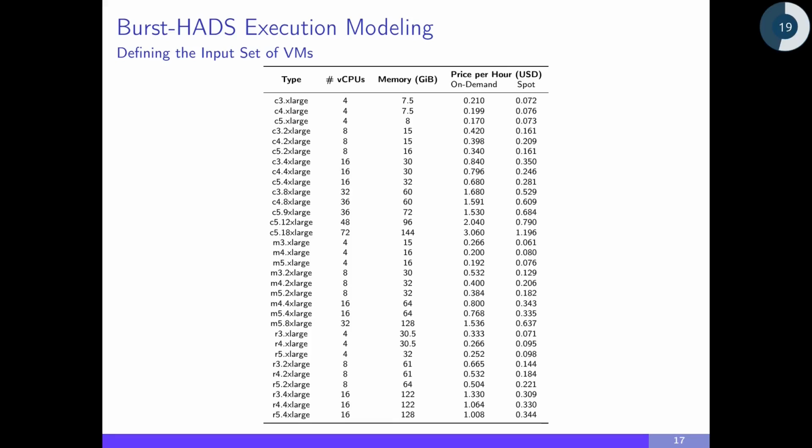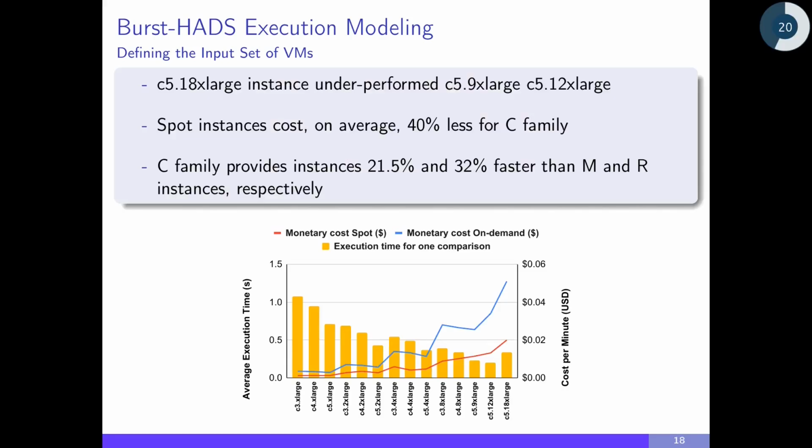Here we have all the VMs we selected. As we can see, we selected VMs that have at least 4 vCPUs, and in total we have 32 VMs that will be used as input to BurstHead. In order to get an average execution time of just one comparison on each one of the VMs, we performed an execution where we took each one of those VMs and executed just one single comparison. Here we have the results for the C family VMs.